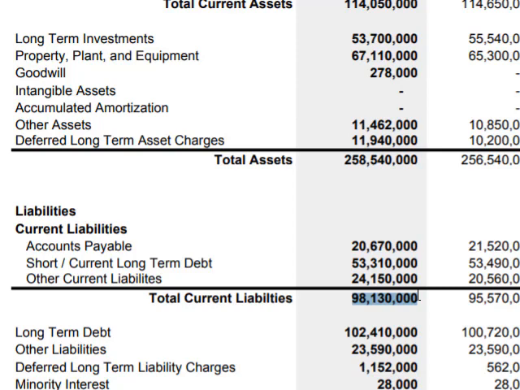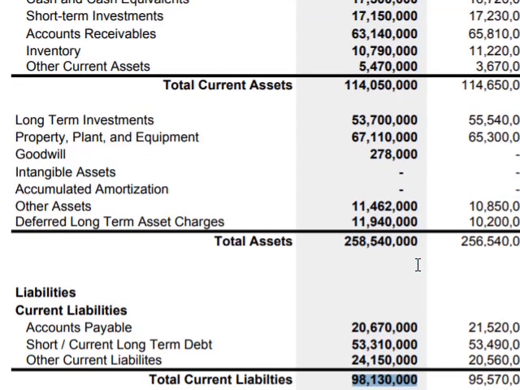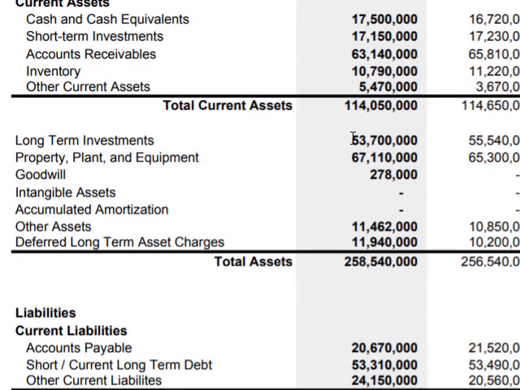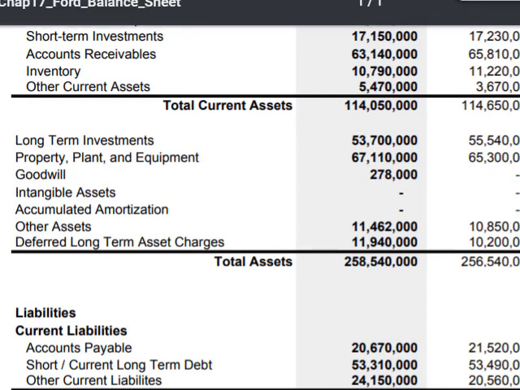Can Ford make its payments? Yeah, especially with how much cash did they have on hand? $17 billion of cash, $17 billion of short-term investments. Yeah, they can make their payments. They're not going bankrupt. Okay, so Ford is in pretty darn good shape.